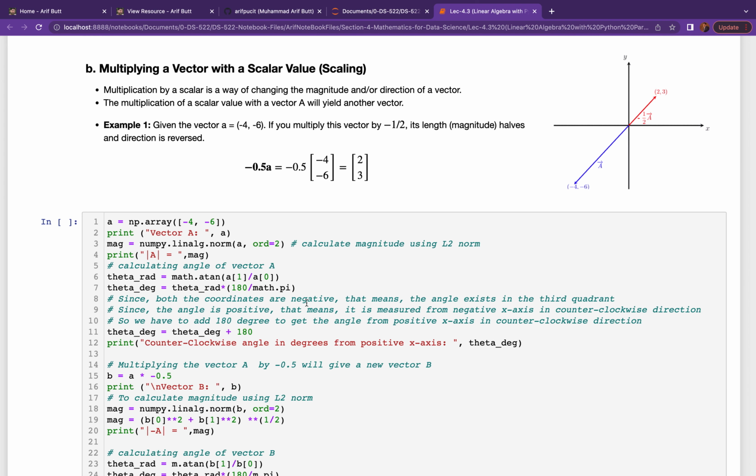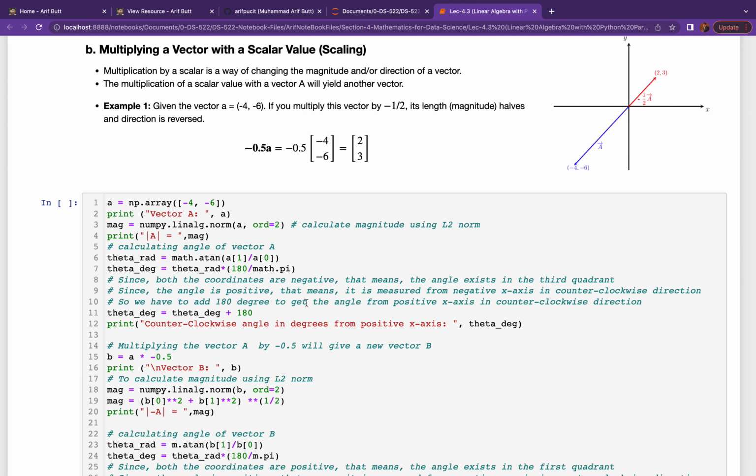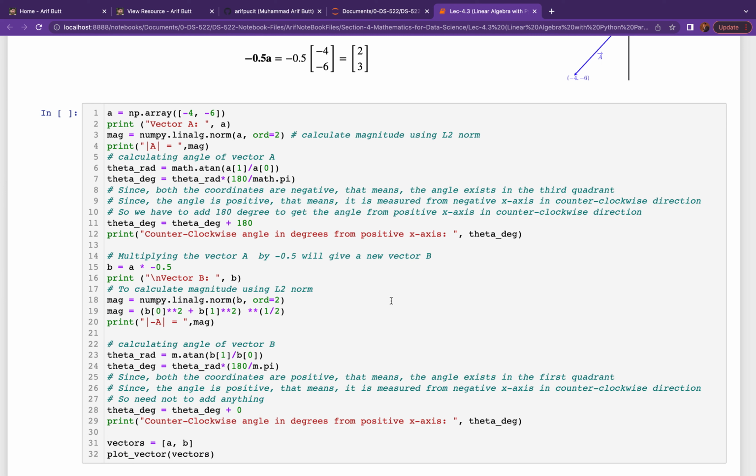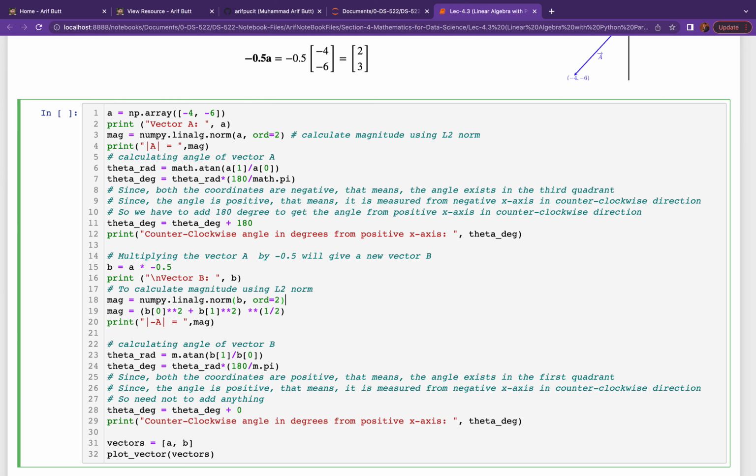And note in this example, we are multiplying a vector minus 4, minus 6 with a scalar value of minus 0.5, and the resultant vector is 2, 3, having half the magnitude and opposite direction, and shown in red color in this figure as well. And here is the Python code that does this job. Simple to understand. If you are following this video from the very beginning, let me run it.